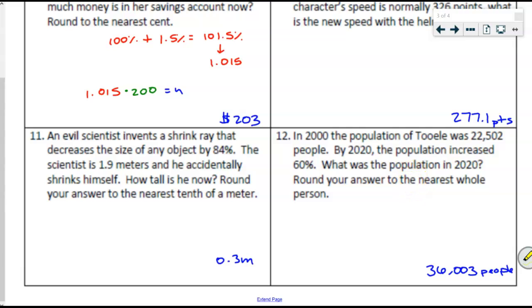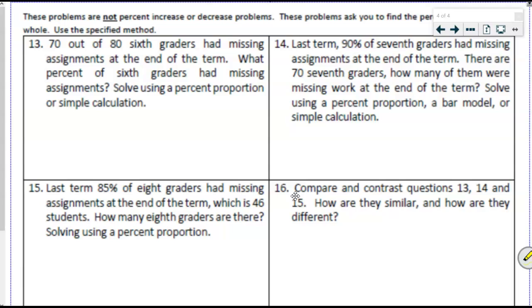Which is why it says round your answer to the nearest whole person, so we don't have partial people running around Tooele. No toes and fingers roaming around Tooele. It's whole people. Okay, voices off.